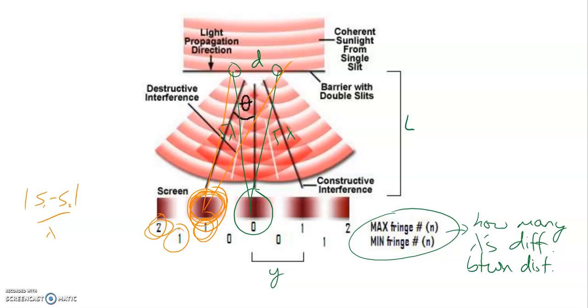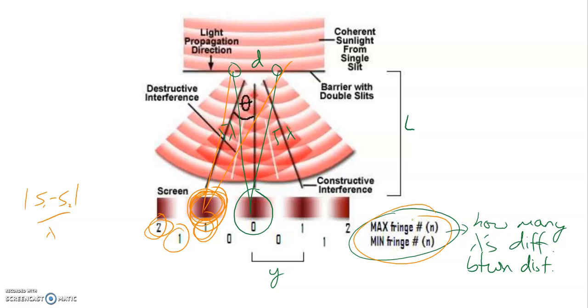It's kind of tricky sometimes because the first maximum has a fringe number of 0. The second maximum has a fringe number of 1. The third maximum has a fringe number of 2. These fringe numbers are always 1 less than which maximum or minimum it is. So you've got to be a little bit careful with that, but it's not too bad.